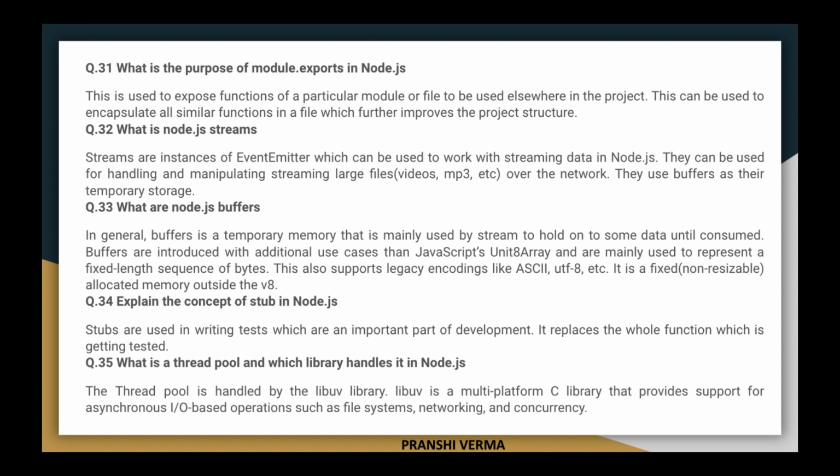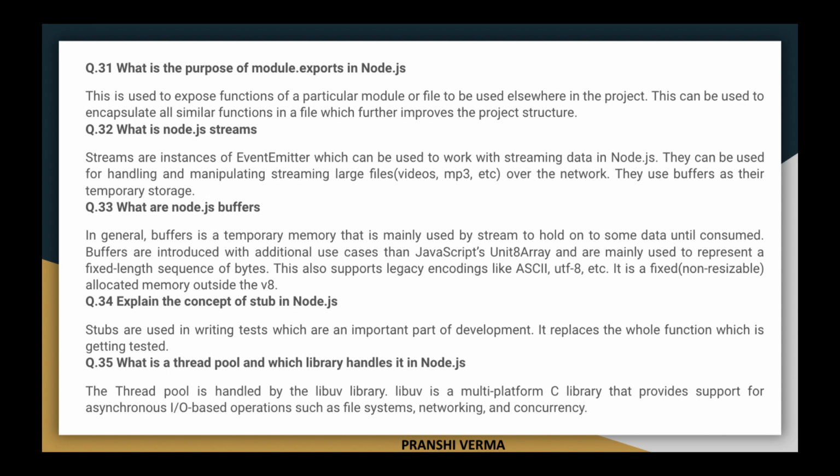Answer, in Node.js, the module.exports object is used to define what a module exports and makes available for other modules to use. Every Node.js file is considered a module, and each module can have its own module.exports object. By default, the module.exports object is an empty object. However, you can assign a value, function, or object to it, which can be accessed by other modules that require it. Next question, what is Node.js streams?